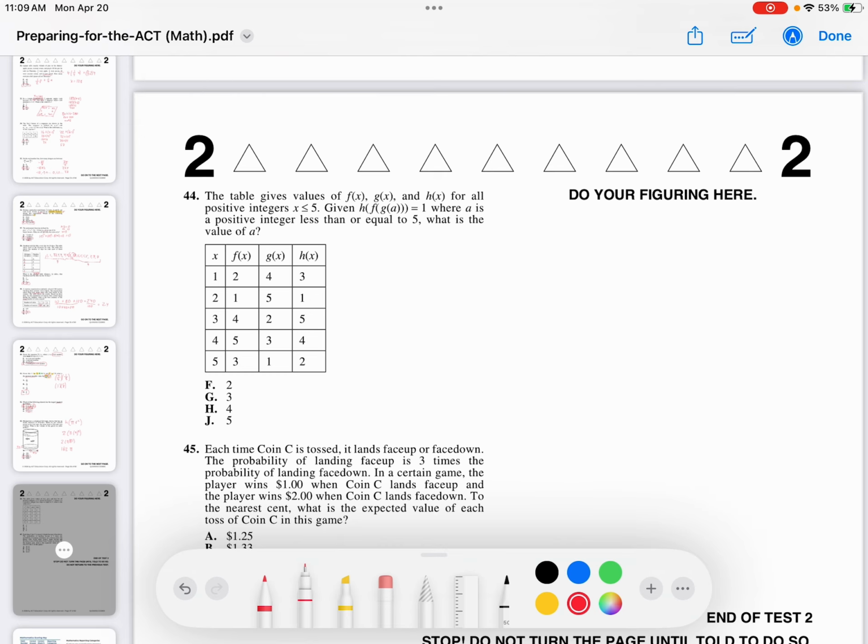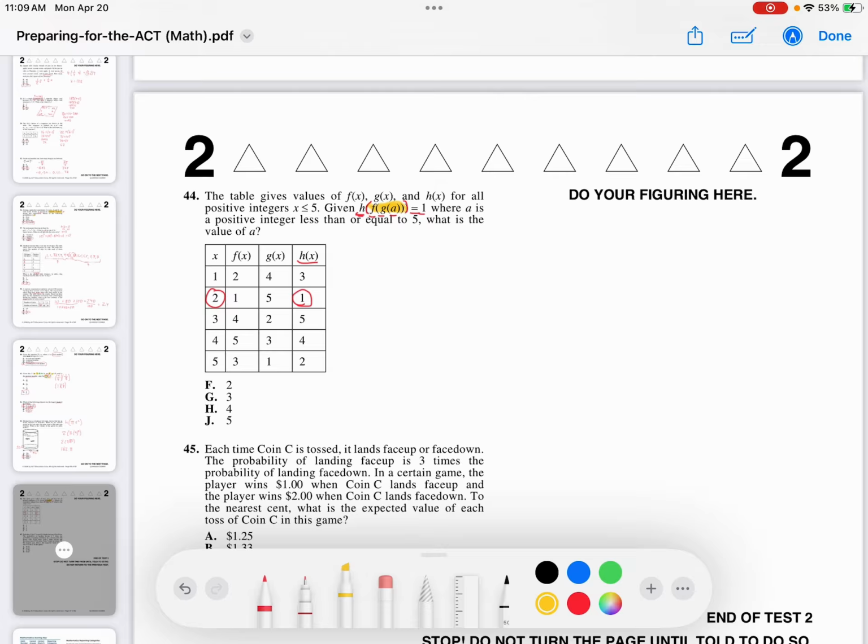All right, number 44. The table gives values of f of x, g of x, h of x for all positive integers x less than or equal to 5. Given that h of f of g of a equals 1, where a is a positive integer less than or equal to 5, what is the value of a? So at the end, we want h of all this to equal 1. So let's find where that is. That would be over here, when h equals 1, and that happens when our input is 2. So essentially, if this whole thing is 2, then we'll get what we want.